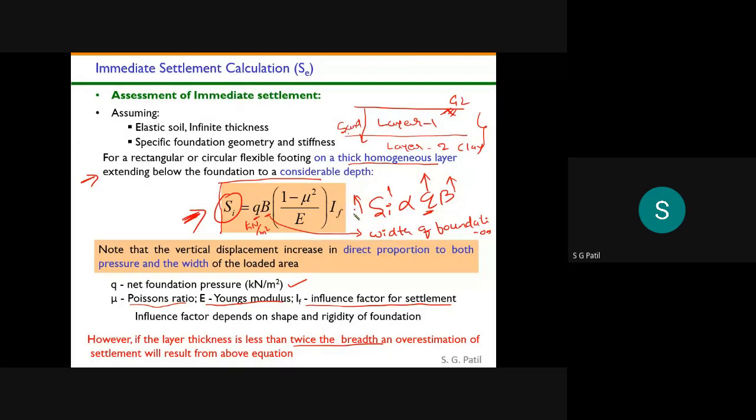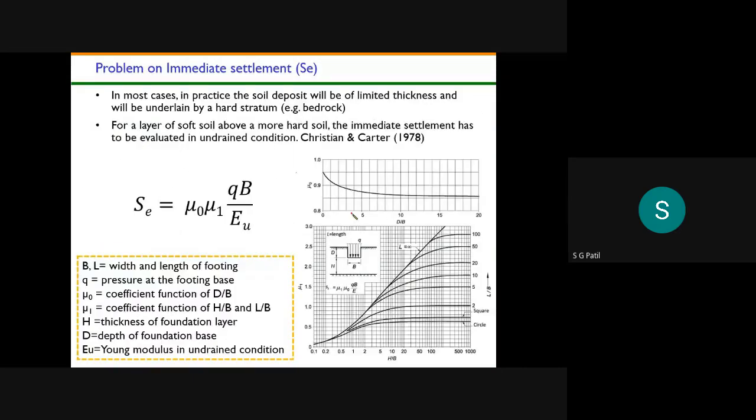But what to do if you have different soil layers? Then I have to use this equation. This is the equation applicable for layered soil.